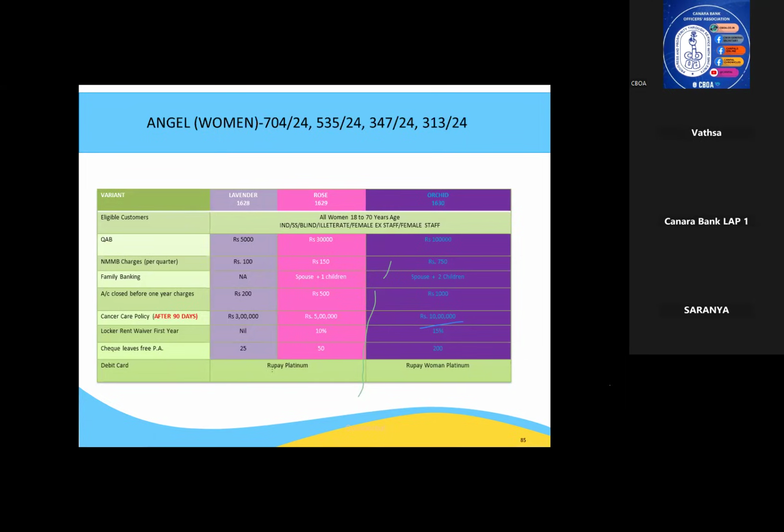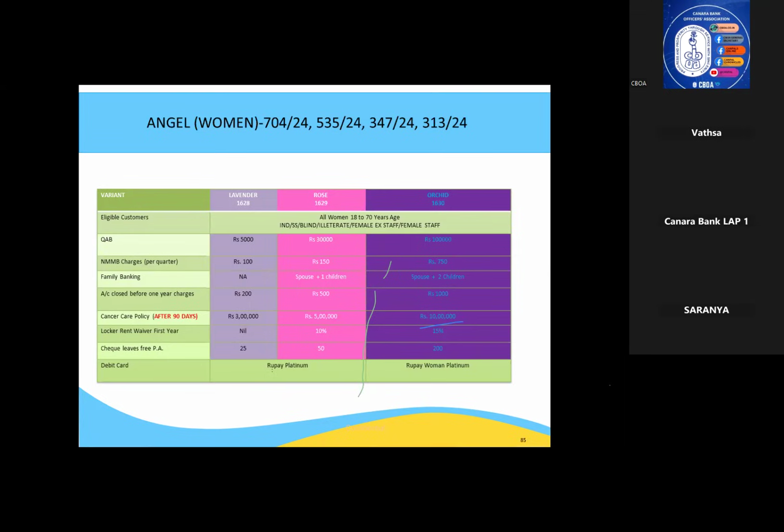And family banking: first category, only individual. Second category, spouse plus 1 child. Third category, spouse plus 2 children. It can be opened freely. For account closed before 1 year, the first category is 200, second category 500, third category 1000.